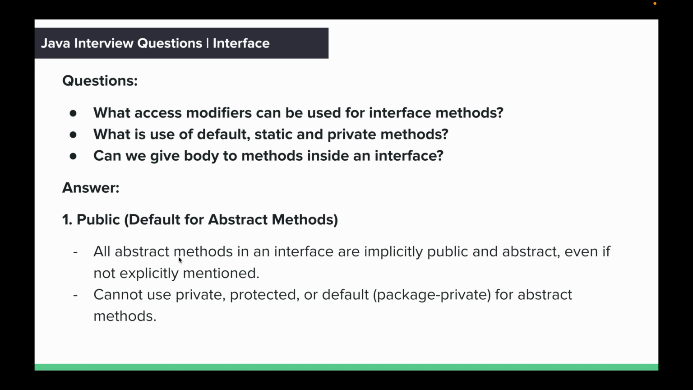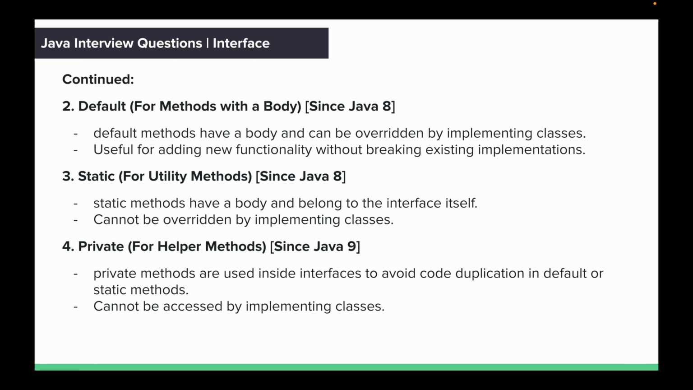Now, we talked about these abstract methods. The next methods that we can give are default methods. Default methods and static methods got added since Java version 8 onwards. Default methods are basically used to add a new functionality without breaking existing implementations. Default methods can have the body, and if the child class wants, the child class can override that body. So let's try to understand this.